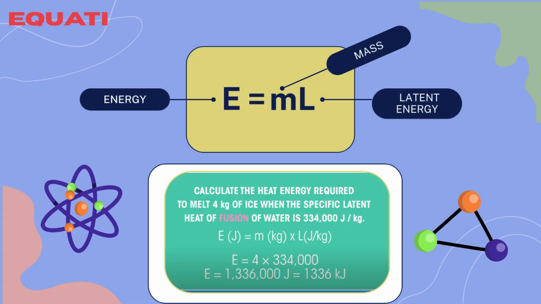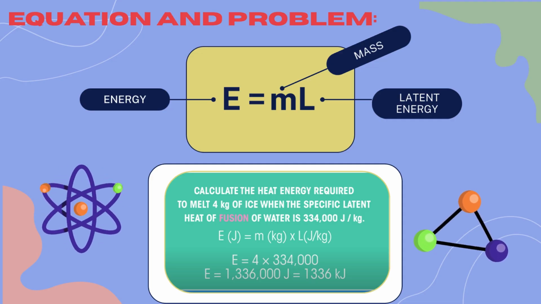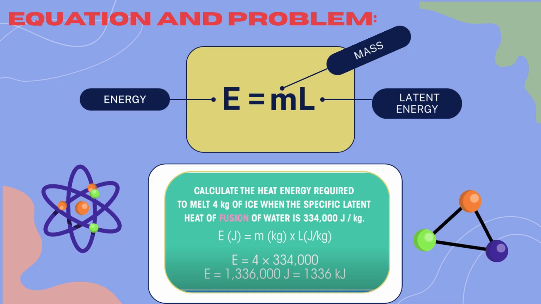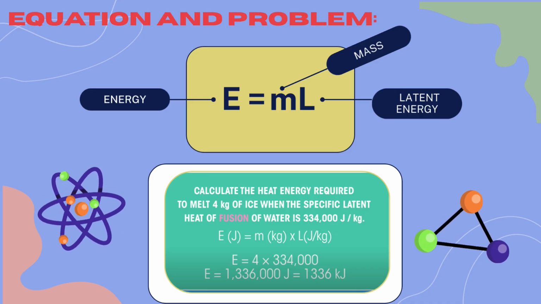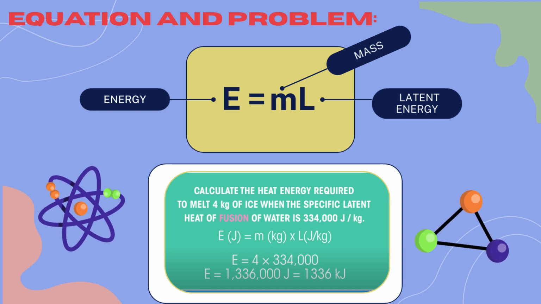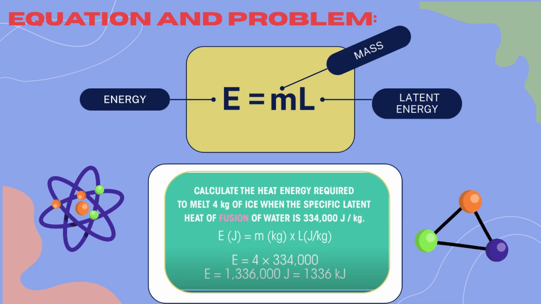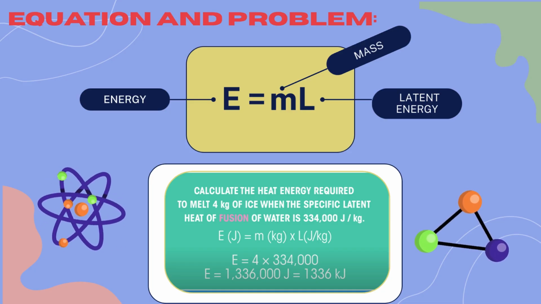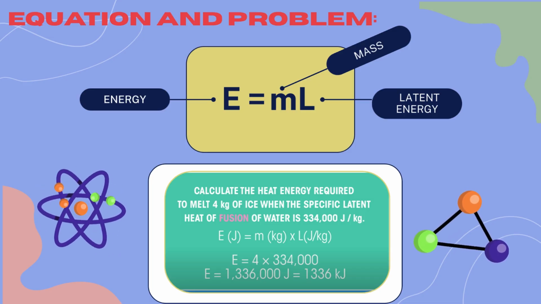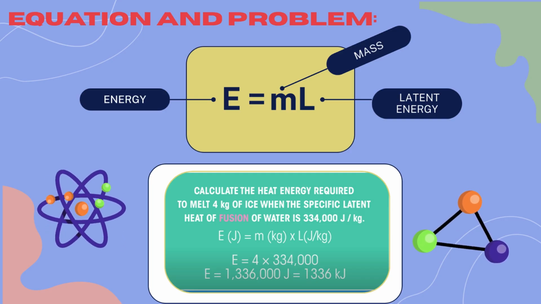Now it's time to solve the equations using the knowledge gained throughout this video. So, firstly, to calculate the heat energy needed to melt ice, we use the equation E equals m times L. In this equation, E represents the heat energy measured in joules. The letter m stands for the mass of the substance in kilograms. The letter L is the specific latent heat of fusion, which tells us how much energy is needed to melt 1 kilogram of ice without changing its temperature.